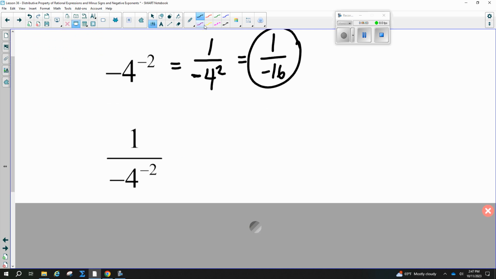All right, for this one, this entire thing needs to go up front. The 1 doesn't really flip. It just stays in the top, but you don't really have to write it down. All right, and then the negative 4 moves up top. And when you move it up top, that's how we get rid of the negative exponent. So it makes it positive. All right, again, there's no parentheses. So this is negative 16 times 1, which is negative 16.